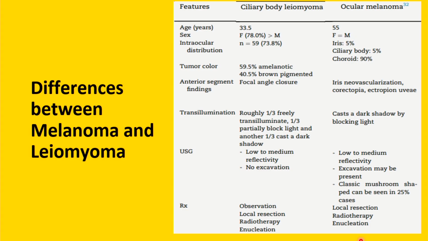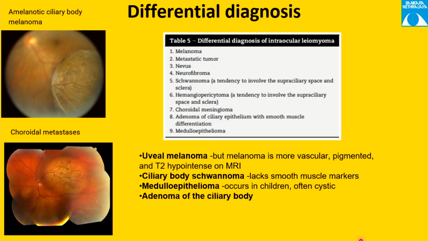The closest differential is melanomas. Melanomas, however, can have iris neovascularization, and sometimes they can present with ectropion uveae or corectopia. They have low to medium reflectivity seen on ultrasound. Excavation can be present. Treatment includes local resection, radiotherapy, and enucleation. Other differentials include ciliary body schwannoma, medulloepithelioma, and adenoma of the ciliary body.